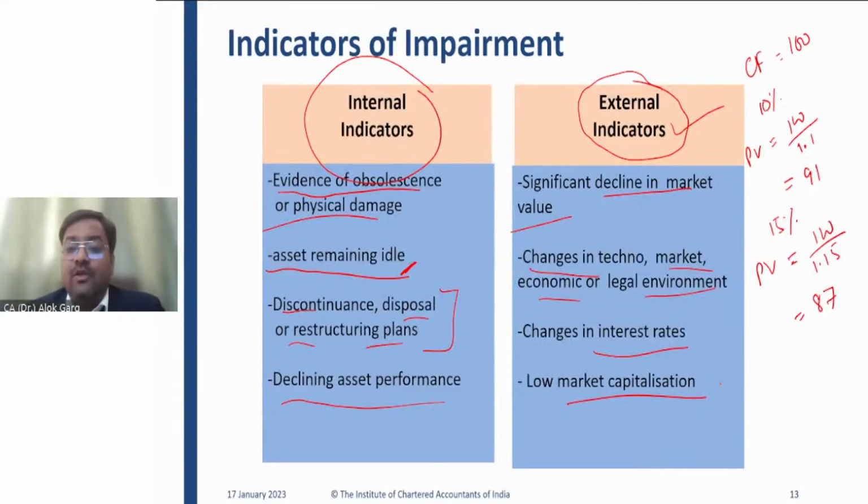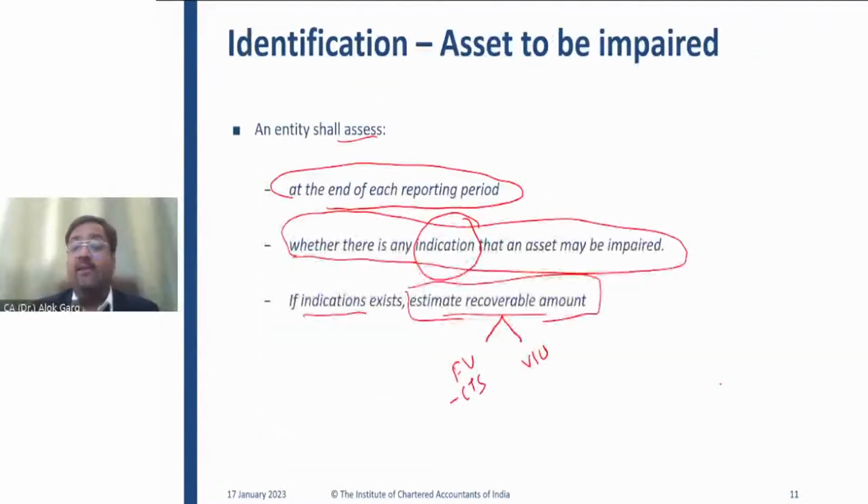Is it clear? So these are the indicators of impairment. I'm not saying that the impairment will always be there. I am saying these are the indicators because we have read that the management has to check at the end of each reporting period: is there any indication of impairment? Internal indication or external indication as well, right? If there are indications, you have to estimate the recoverable amount, right? And what is the recoverable amount? It is the higher of fair value less cost to sell and value in use. Is it clear, guys?